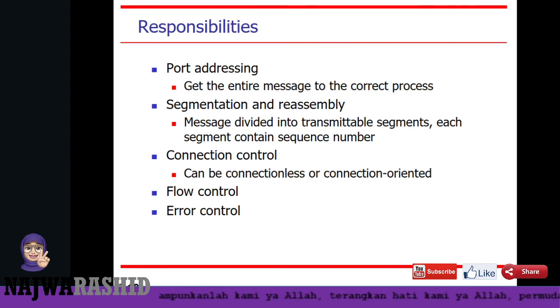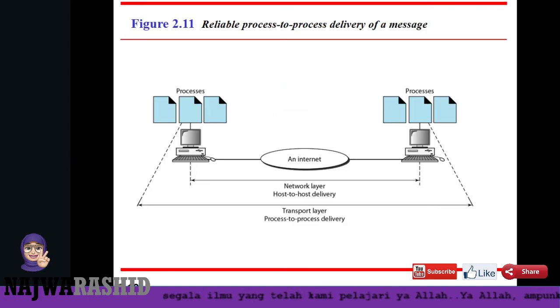So under the transport layer, they are responsible for port addressing to get the correct port address, segmentation and reassembly, how to segment the data and then reassemble it again, connection control, flow control, as well as error control. So this one is process to process delivery. Process refers to the application, for example Gmail. So this is the port number for Gmail to a Gmail port number. So host to host delivery, process to process delivery, Gmail application to another Gmail application. So those are under the transport layer.